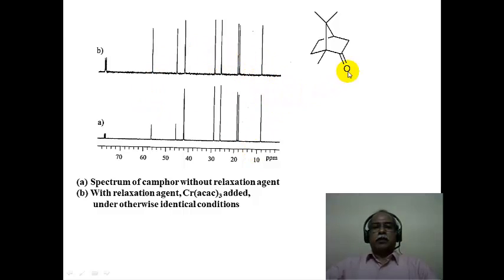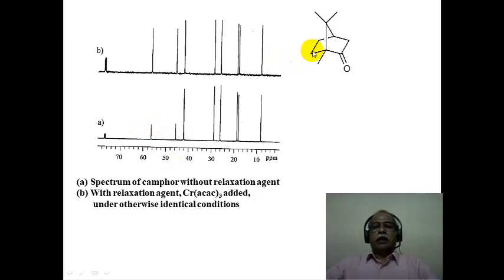This is a spectrum of camphor. This bottom spectrum is without the relaxation agent. The top spectrum is with the relaxation agent, namely chromium ACAC, being added. The two spectra are identical except the top spectrum is run along with the chromium acetylacetonate, which is the relaxation agent. So you can see here the effect of the relaxation agent.